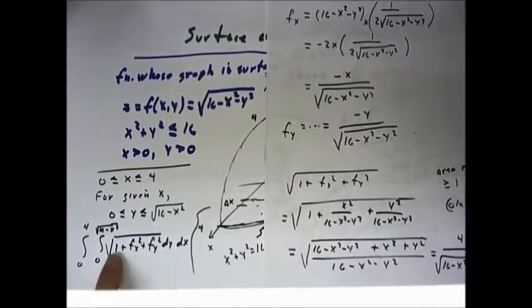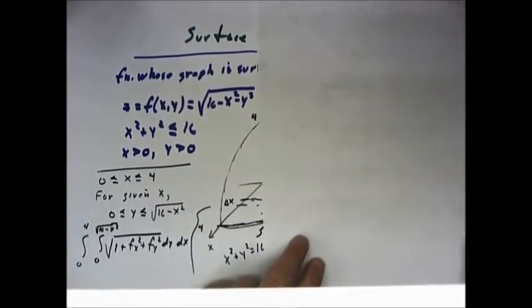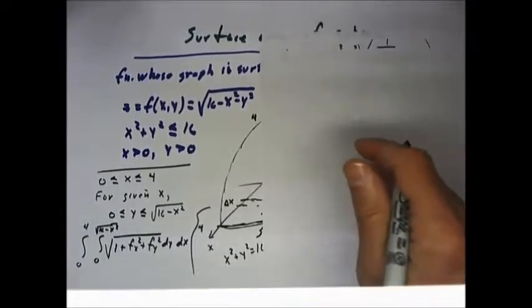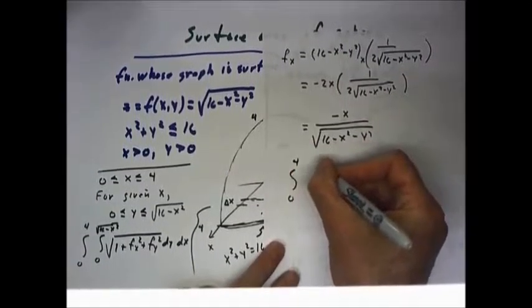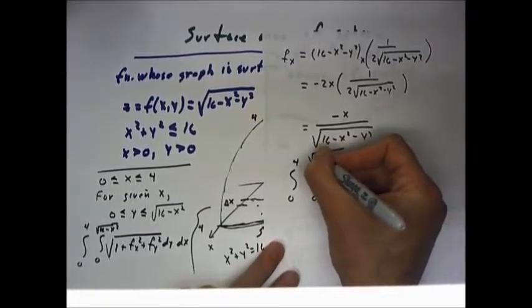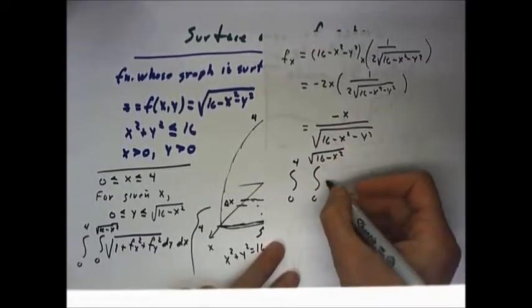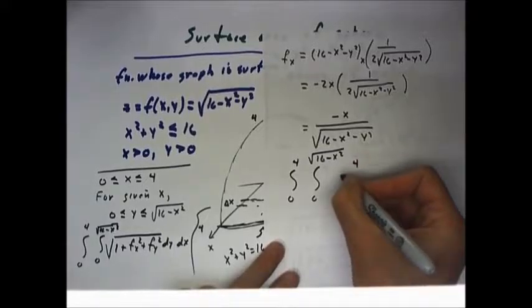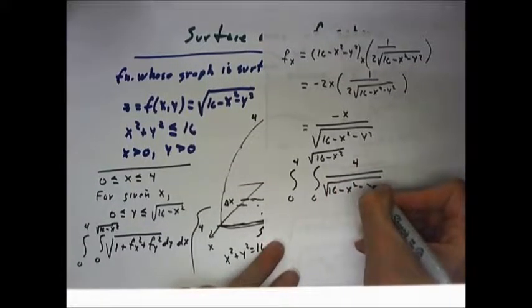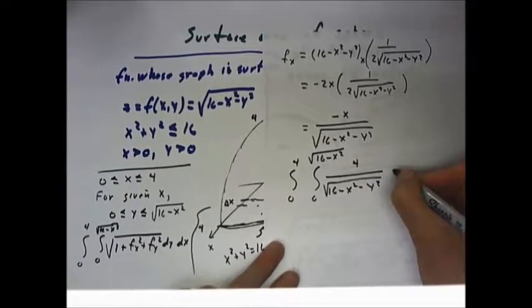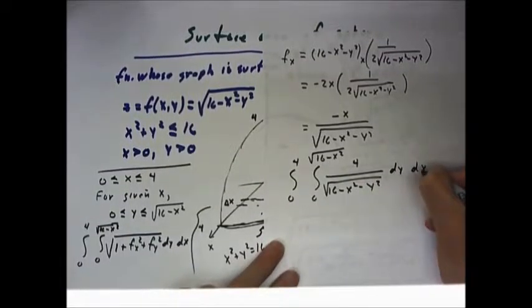Okay, remembering that this is 4 over the square root of 16 minus x squared minus y squared, we can write down our integral. Let's just do it here. It's the integral from 0 to 4 of the integral from 0 to the square root of 16 minus x squared of 4 over the square root of 16 minus x squared minus y squared, and that's dy dx.